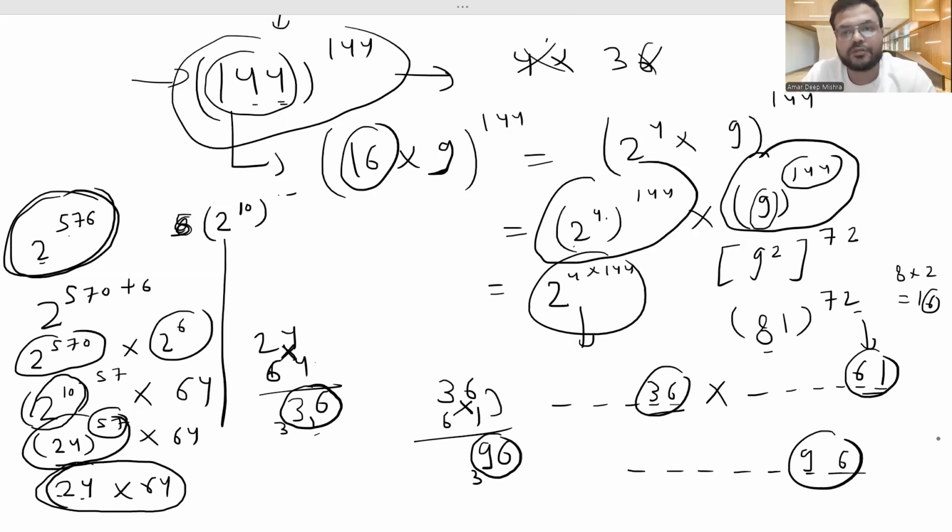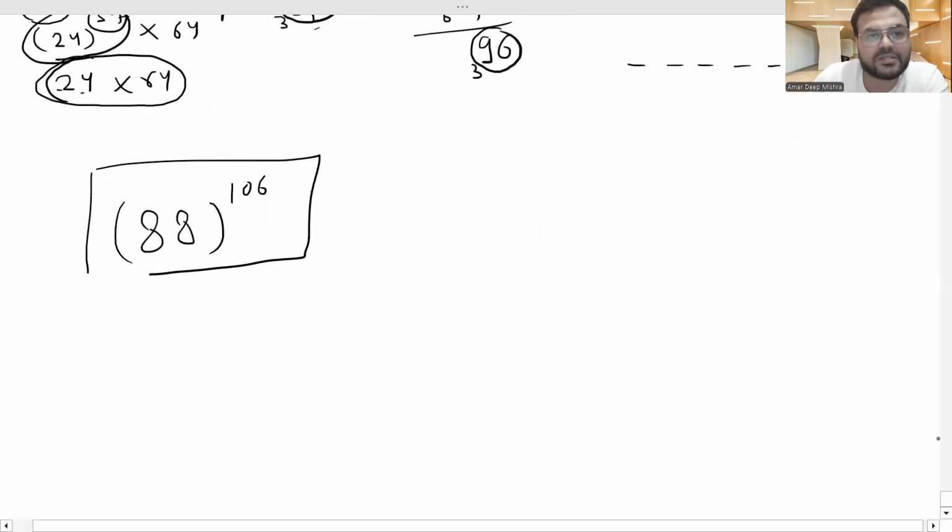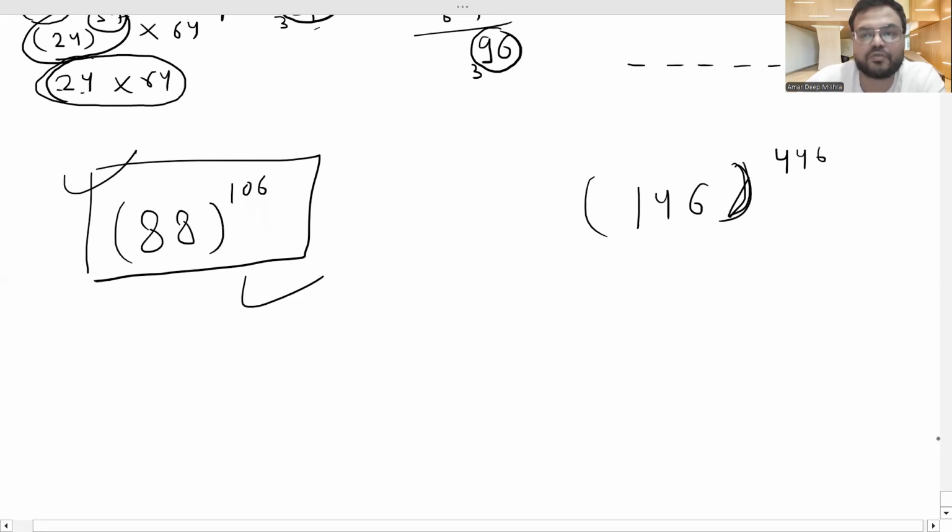I'm giving you one question to solve on your own: 88 raised to the power 106. Try to find out the last two digits of this number, and also for, let's say, 146 raised to the power, let's say, 444. So these two questions you solve on your own, and once you solve them, you put your answer in the comment box.